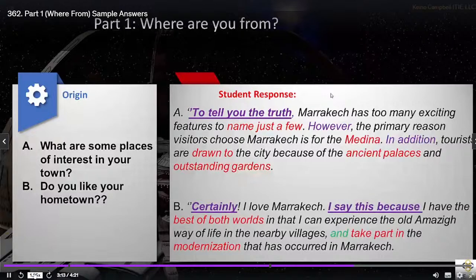Do you like your hometown? Certainly. I love Marrakesh. I say this because I have the best of both worlds in that I can experience the old Amazigh way of life in the nearby villages and take part in the modernization that has occurred in Marrakesh.